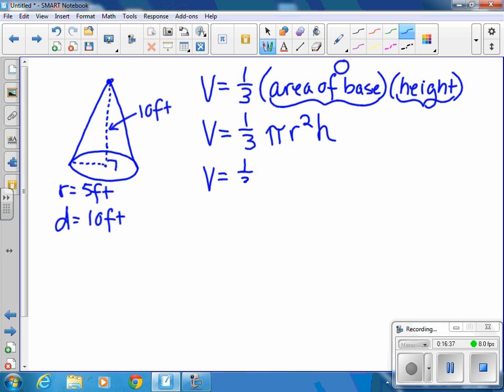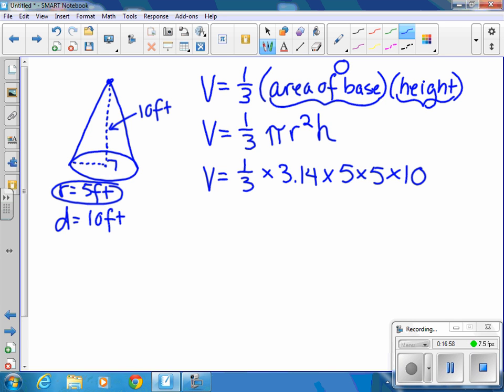So 1/3 times 3.14 times the radius, again. We have r and d, so we're ready for either one, but we needed the r. 5, and it's 5 squared, so that's 5 times 5, times the height, which is 10. Now this time, there's nothing I can simplify, at least not easily, so I'm not going to worry about that.